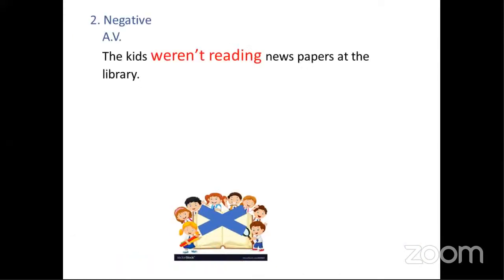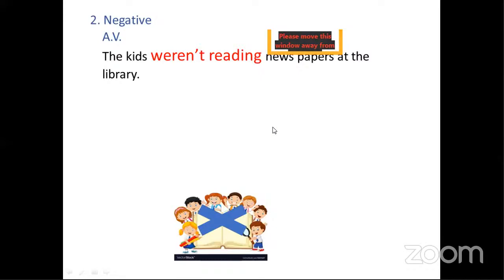Right. What is the next form then? The next form is the negative. I have given the negative sentence there, active voice, negative sentence. AV here means active voice. The kids weren't reading newspapers at the library. The kids weren't reading. With this form, we know this is a negative sentence. We have to get the negative of this past be verb. The kids weren't reading newspapers at the library.